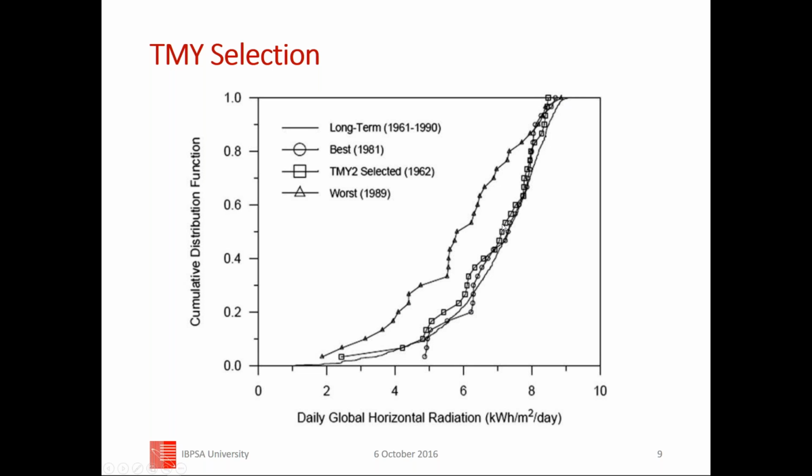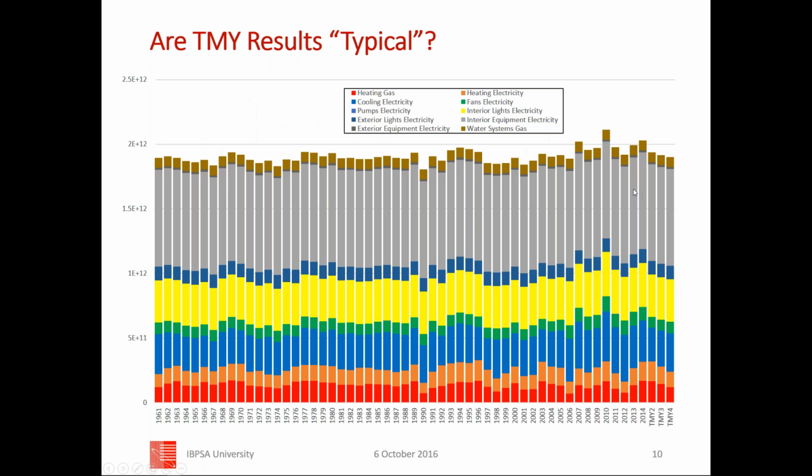So this line is the overall distribution, and then you can plot individual years, and you see some of them don't match at all, and some of them match well. This is used in a statistical way to pick the representative month and then combine them into a full year. So there's an ongoing debate about whether TMY results are in fact typical.